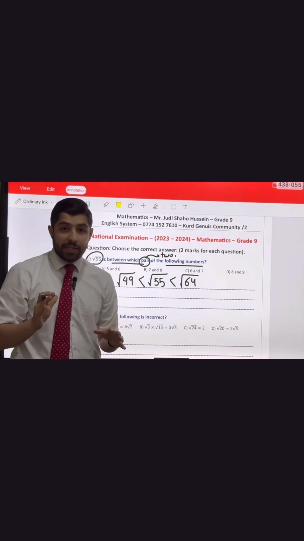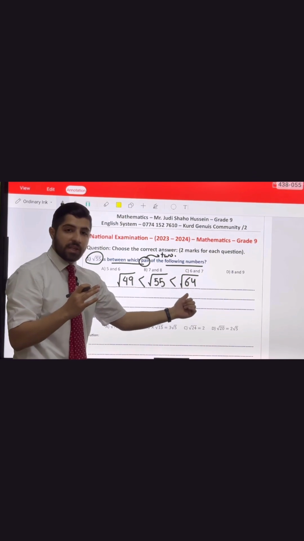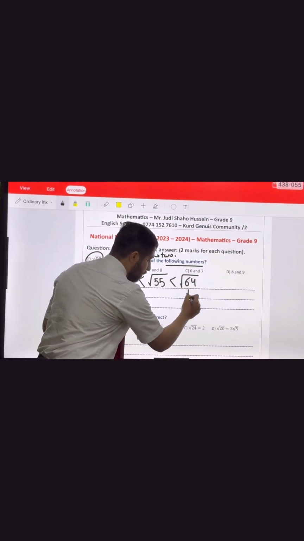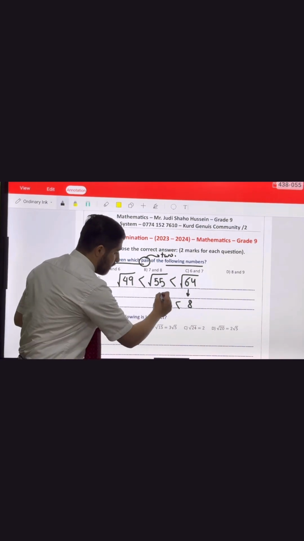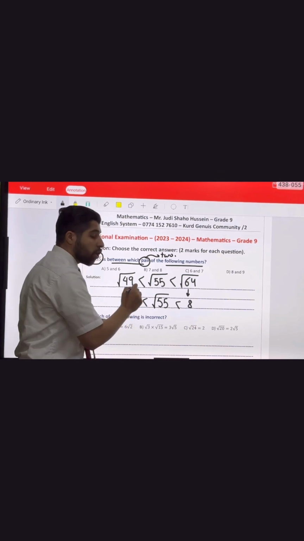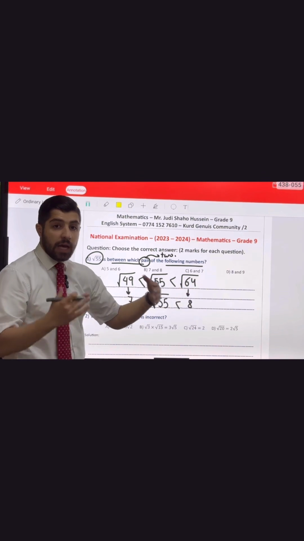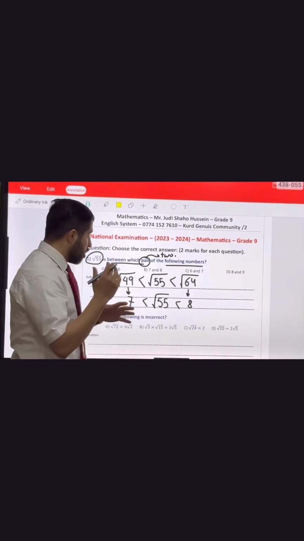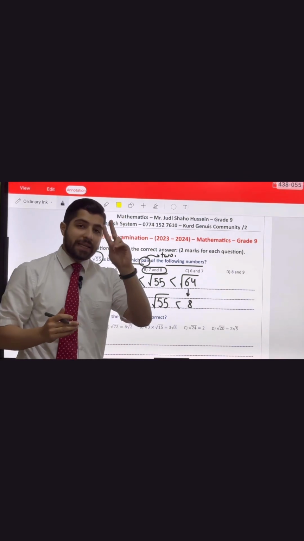So in this case, we will be simplifying them. The square root of 64 is 8, right? And the square root of 49 is 7. So which option from A to D contains 7 and 8? The option that we got is B. So just like that, you can easily get 2 marks.